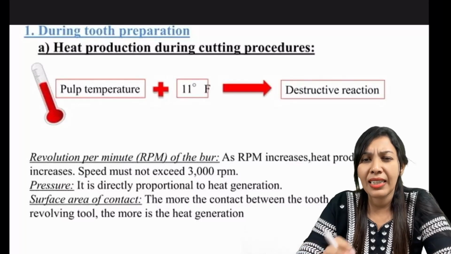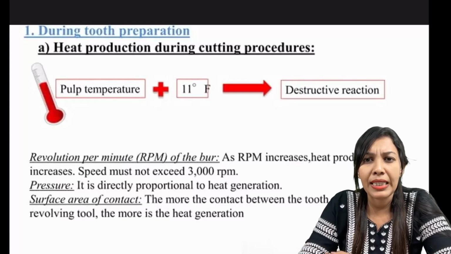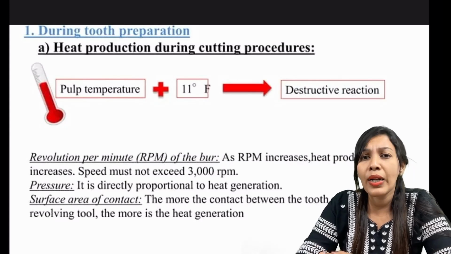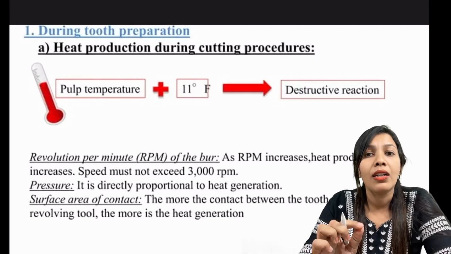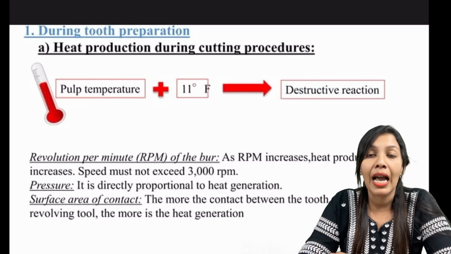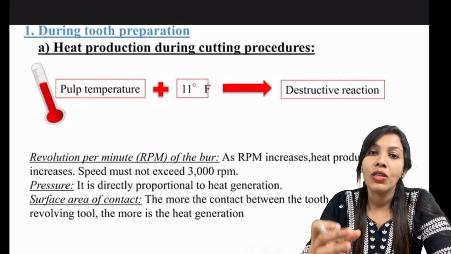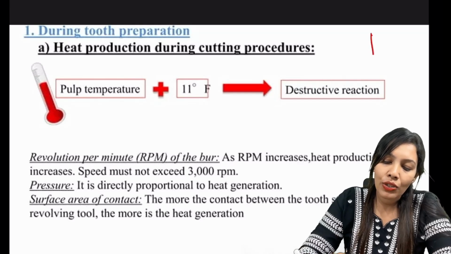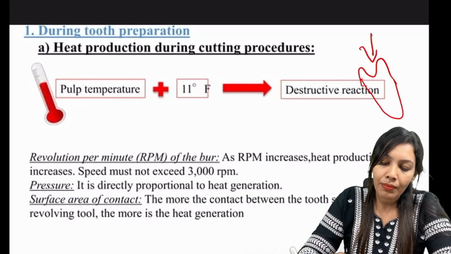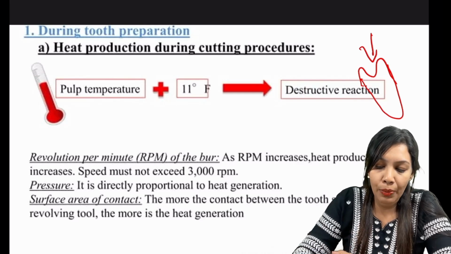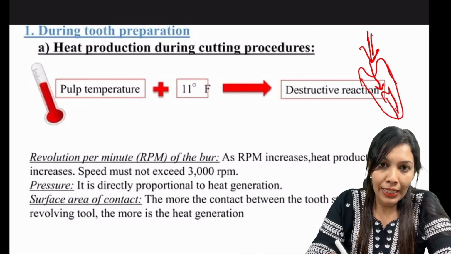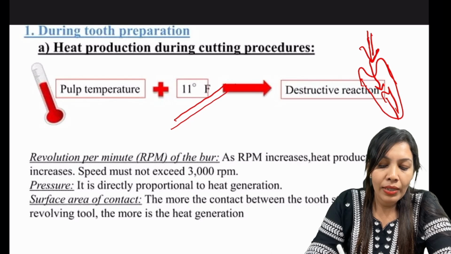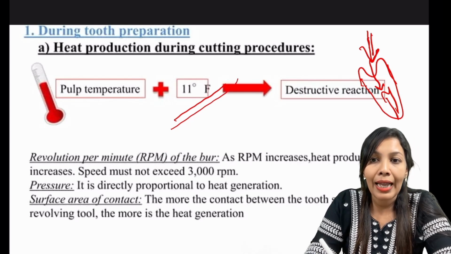Certain important things that you need to keep in mind when you attempt the NEET MDS PG exam is, we know that during tooth preparation or cutting of the teeth, the burr produces heat and the temperature is raised. This temperature produced by the burr might affect the pulp, and you need to memorize that if it is more than 11 degrees Fahrenheit, that can cause a destructive reaction to the pulp.